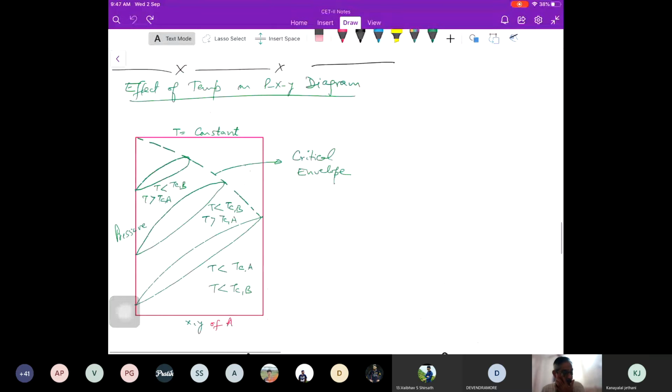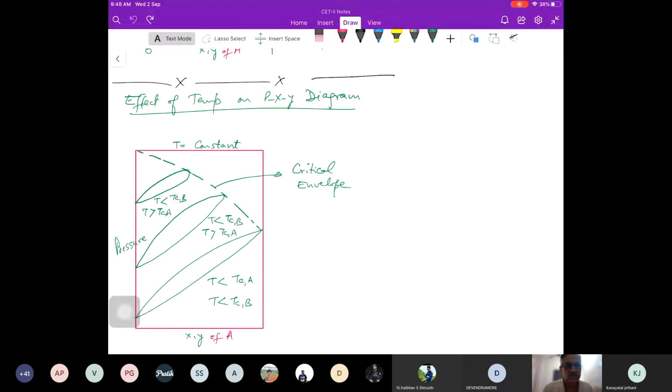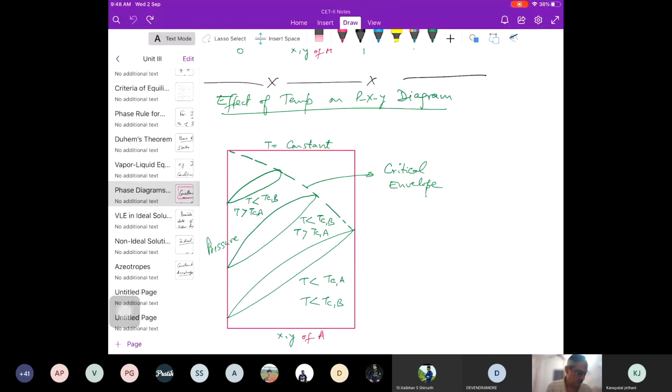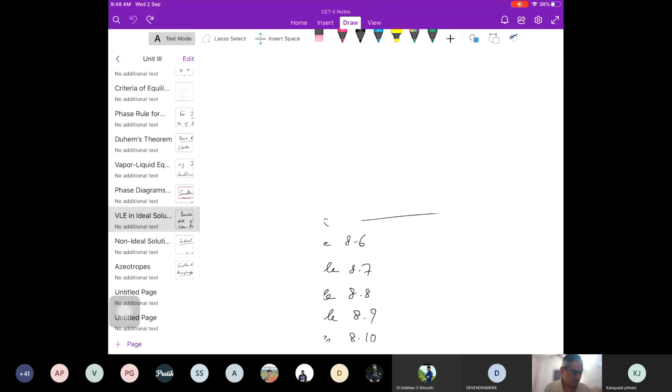So any questions on these diagrams before we move to the next topic? Effect of temperature and pressure is just, I think, a short note that comes sometimes, but you need to understand PXY and TXY. That is what we'll be using throughout. There are some problems which are given for actually drawing PXY and TXY diagrams. We'll see that. Okay, if there are no questions, then let us move to the next topic.